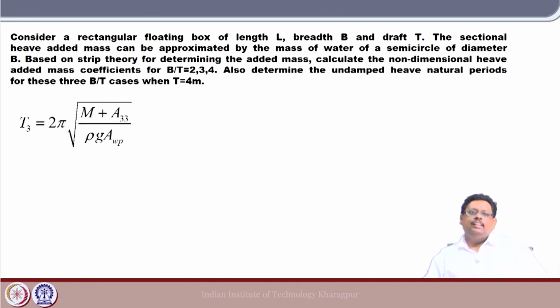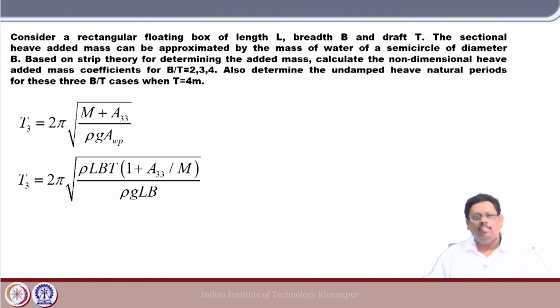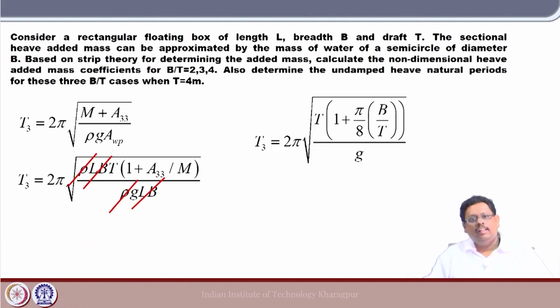And now, this is the formula for the undamped system, right. So, what you can do over here, I know the ratio A33 by m, so I can divide the whole thing by mass, and I replace the mass by rho into length into breadth into t, and AWP is L into B, and again you can cancel out the similar terms, and finally you have T3 equals 2 pi root T into 1 plus pi by 8 into B by T, under the square root.